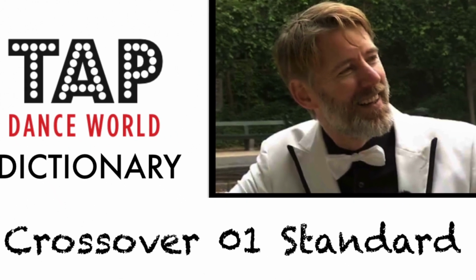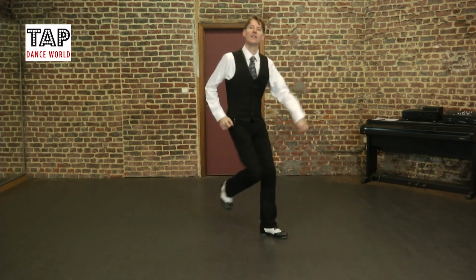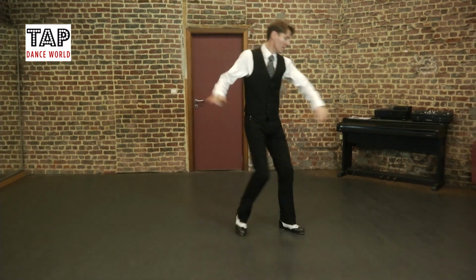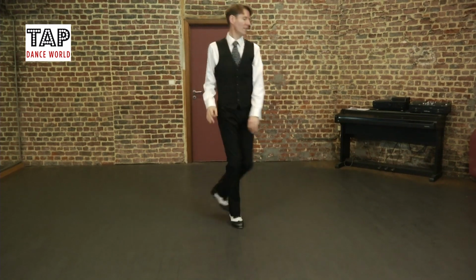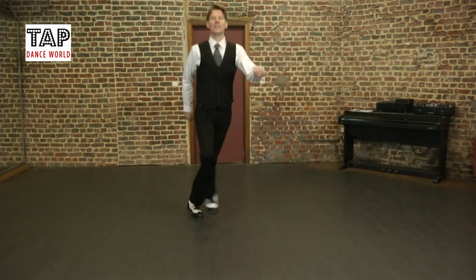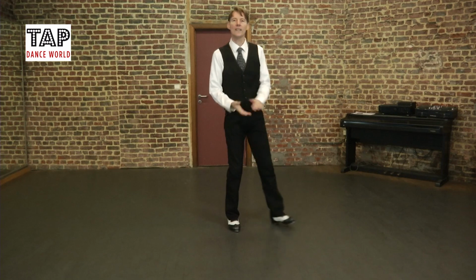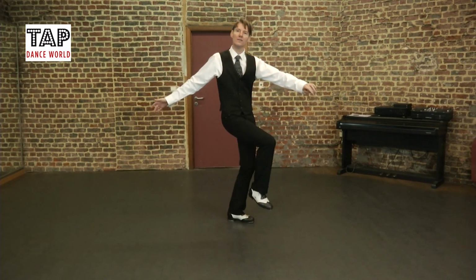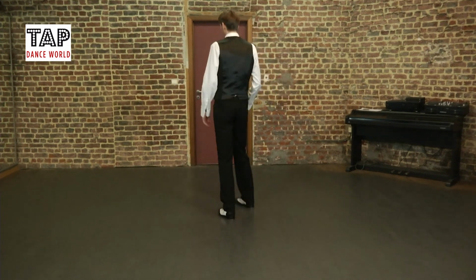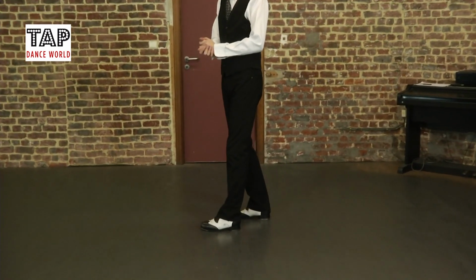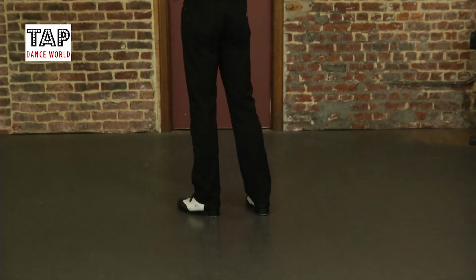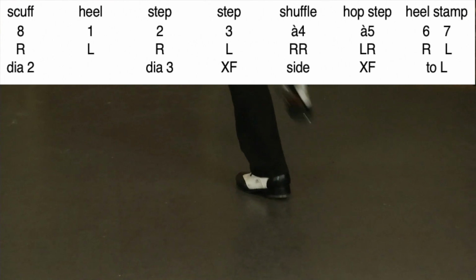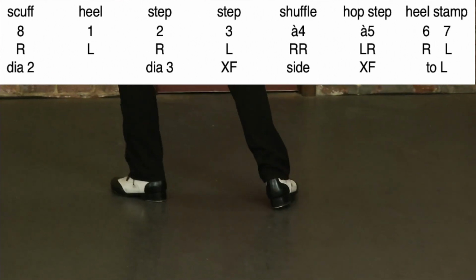Crossover, standard crossover. We can start with a scat or with a stomp. If I do the step slowly and I do a swing: scat, heel, step, step, shuffle, upstep, heel, stomp.